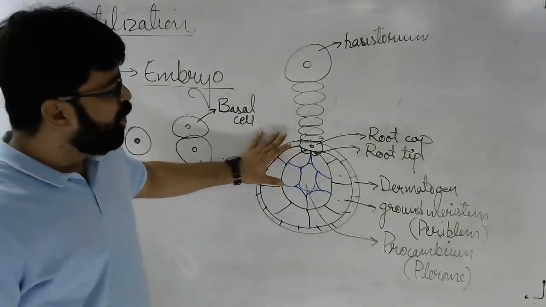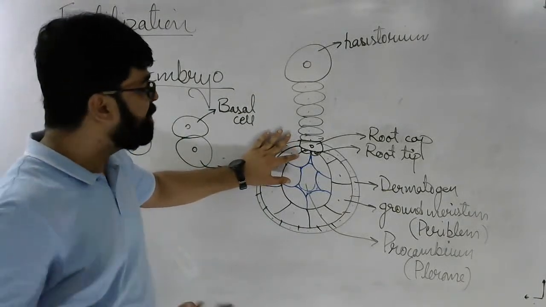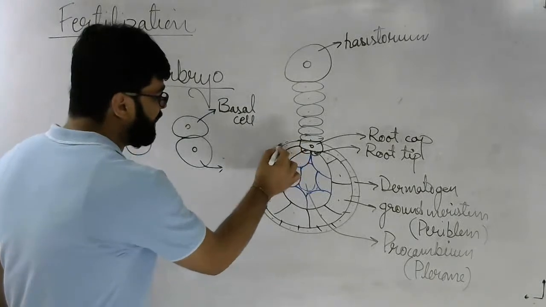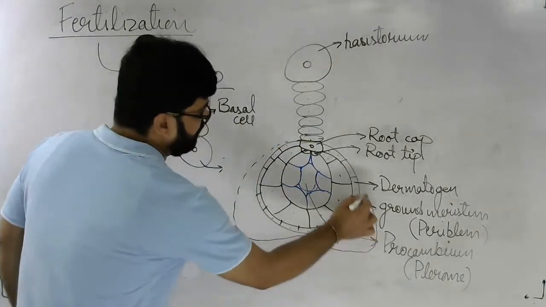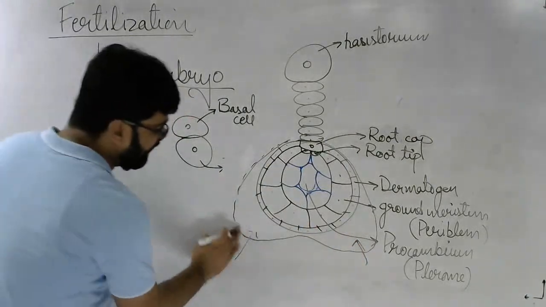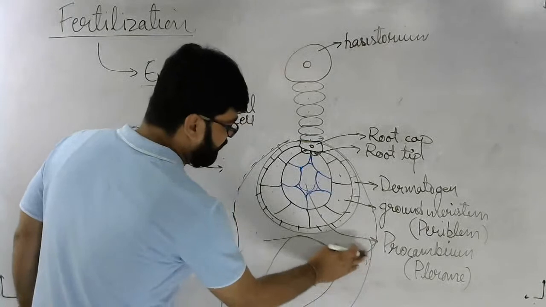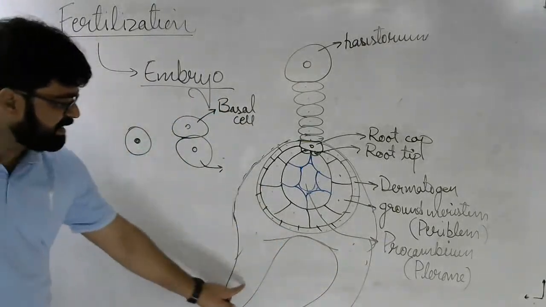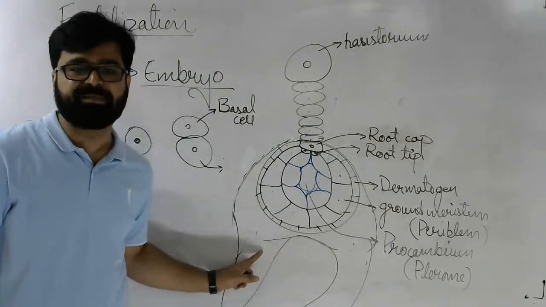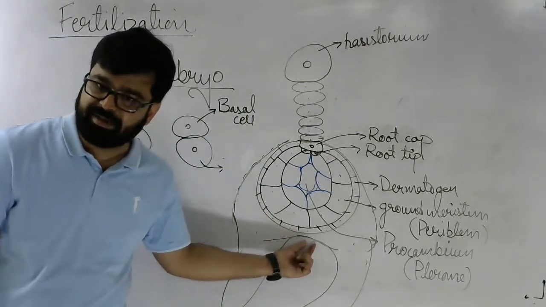Now this part will again start dividing very fast, very rapidly, and it becomes heart shaped. When it becomes heart shaped like this, these two parts will grow faster and protrude outside like this. They will grow like this, and this will form two cotyledons of the embryo, and between the cotyledons, the plumule will be present, right?